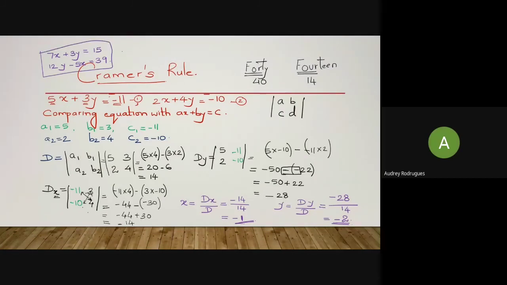Now I'm just giving you a hint here. The first equation is as it is: 7x plus 3y is equal to 15. The second equation you have to change. You have to make it as minus 5x plus 12y is equal to 39.